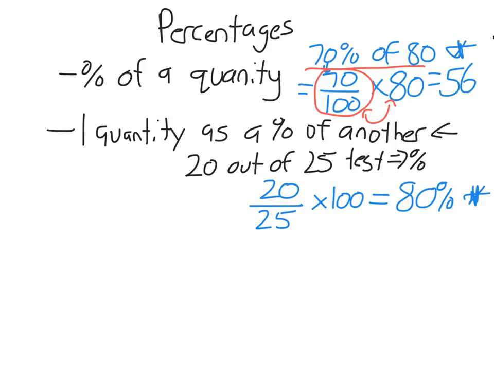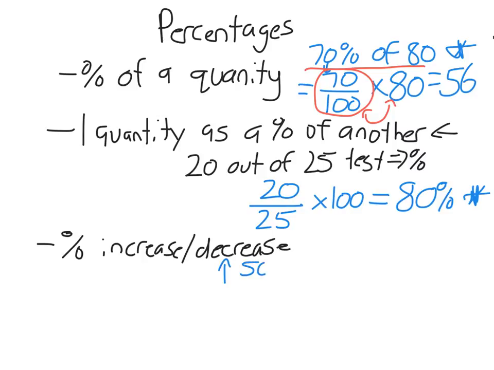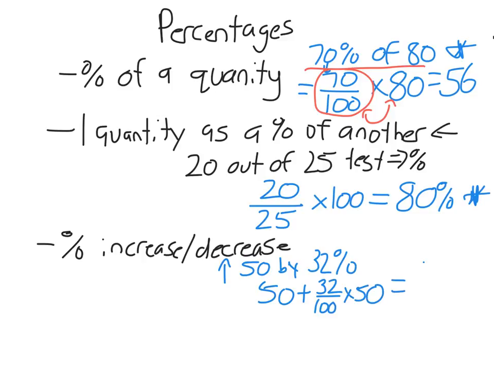So what you also need to be able to do is percentage increase and decrease. So that's related to the first type. So you just find a percent of a quantity and then add or subtract that. So for example, if I want to increase 50 by 32%, I take 50 and I add 32% of 50. So 32 over 100 times 50 is 32% of 50. Put it in your calculator, you get 66.